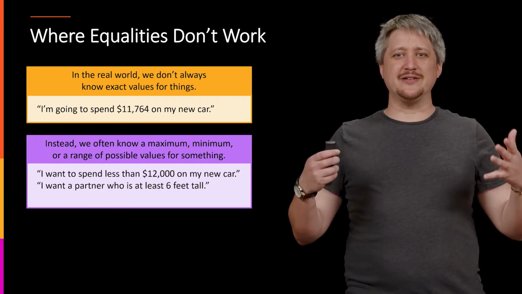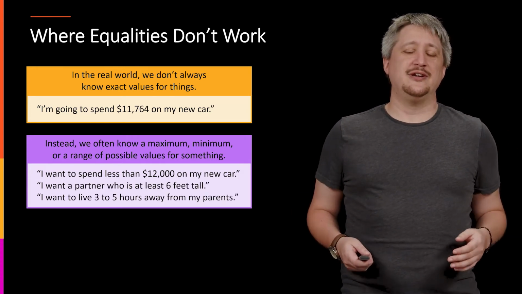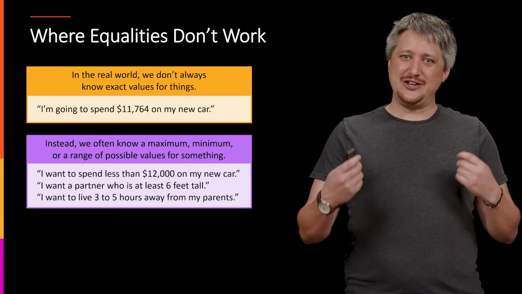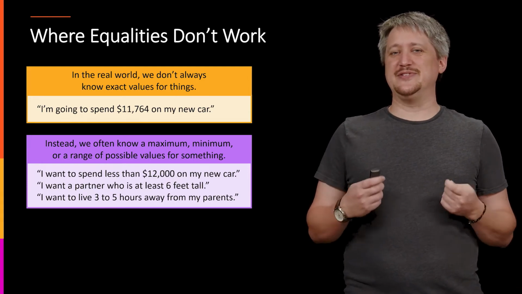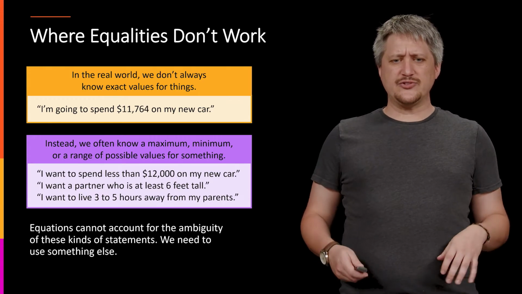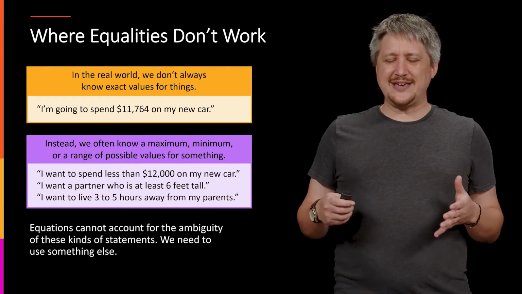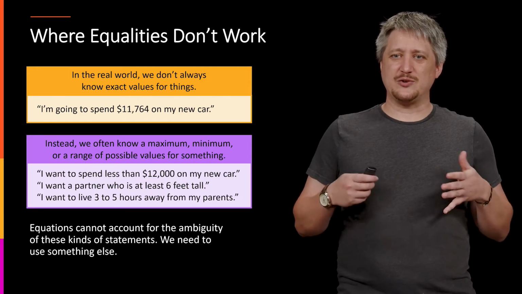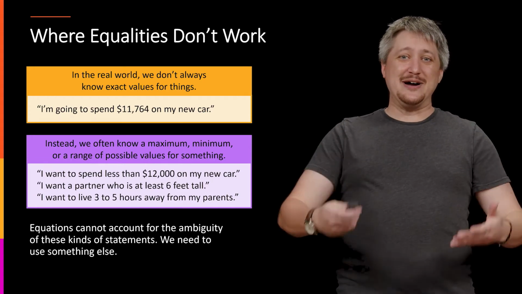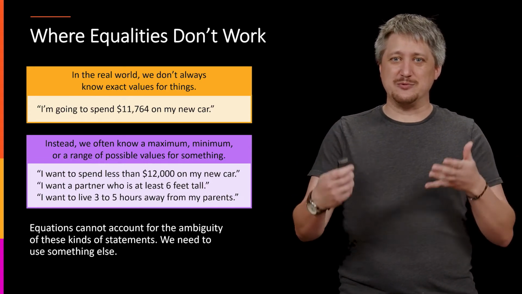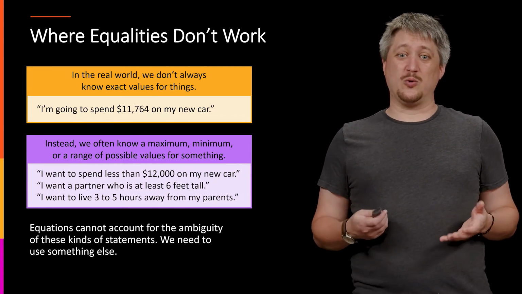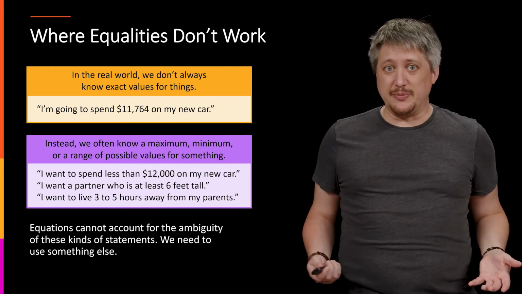You might say, okay, I want a partner who's at least 6 feet tall, or I want to live between 3 and 5 hours from my parents or something like this. You don't usually have exact values, even if those things end up being exact values later. This is the idea. So equations usually can't account for these kinds of things, because equations need to have some exact number. And you're typically thinking about the future or something with some level of uncertainty, so the ambiguity in these kinds of statements doesn't lend well to actual equalities. That's why we need something else.